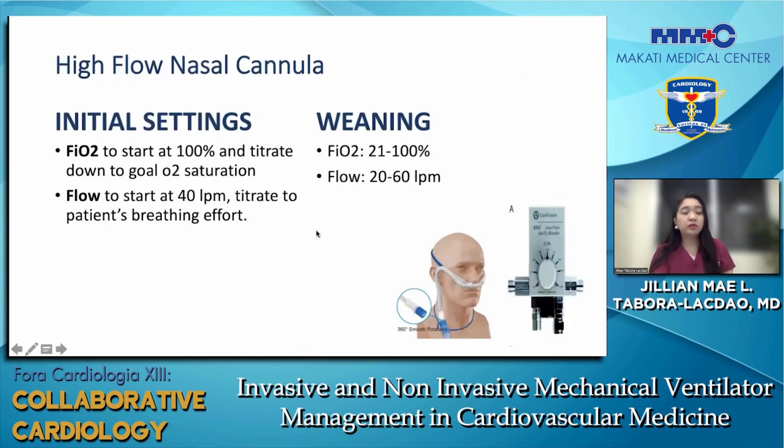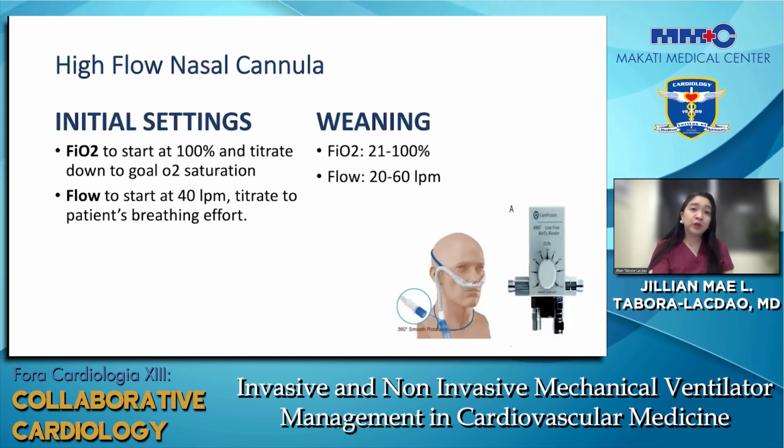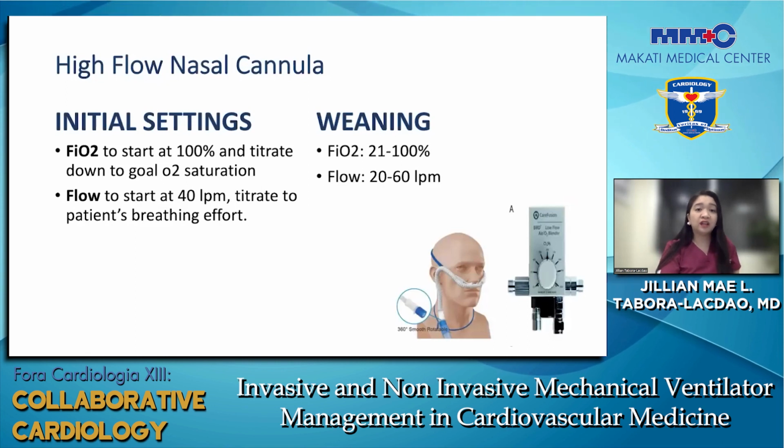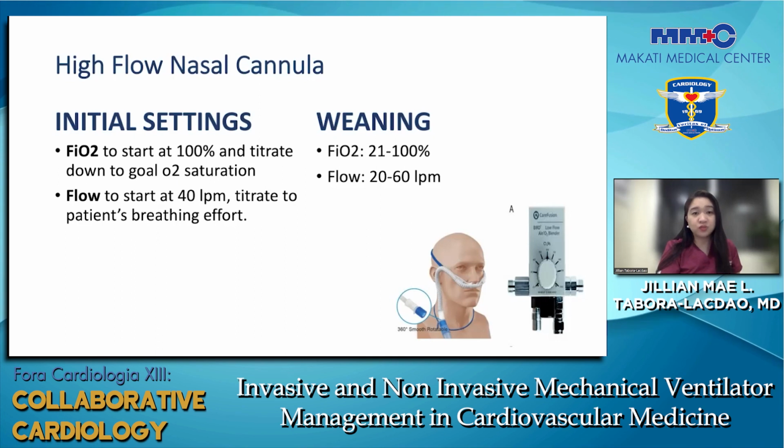So how do you start high flow nasal cannula? For initial settings, you start the FiO2 at 100% and you titrate down the FiO2 to goal O2 saturations. The flow should start at 40 LPM and you titrate it to the patient's breathing effort.